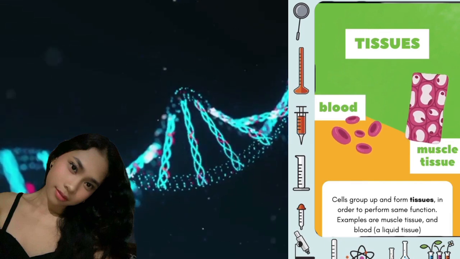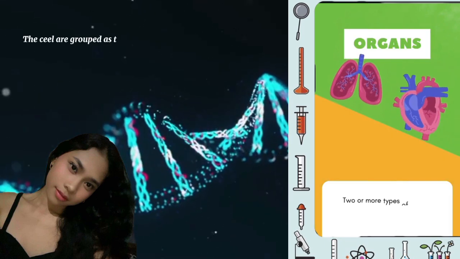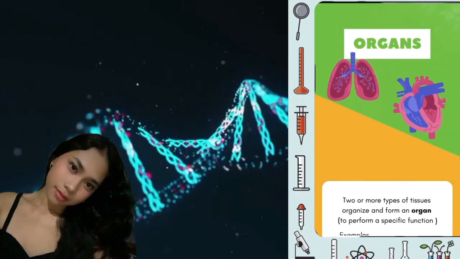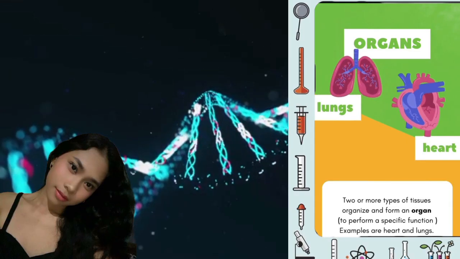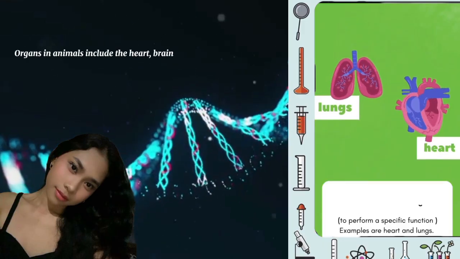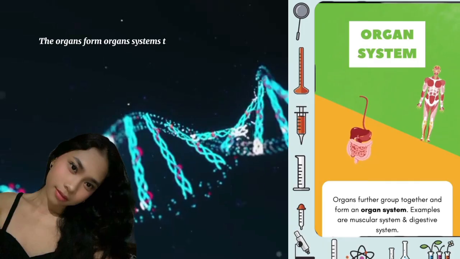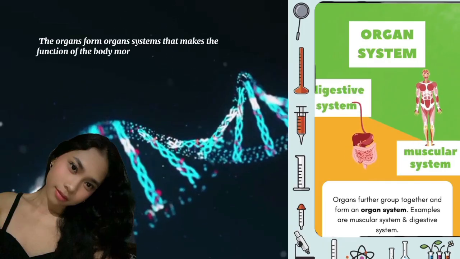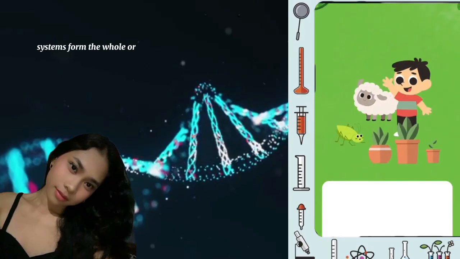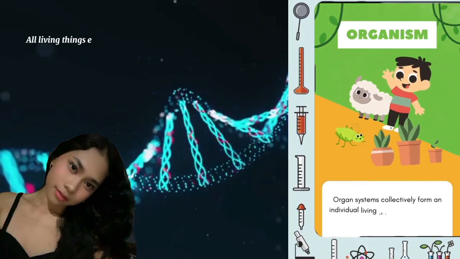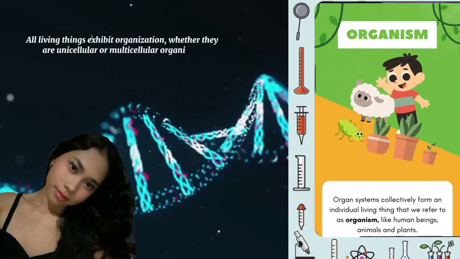In multicellular organisms such as plants and animals, cells are grouped as tissues to perform specific functions. Different tissues can be grouped further to form organs. Organs in animals include the heart, brain, and lungs, among others. The organs form organ systems that make the functions of the body more complex and efficient. Organ systems form the whole organism. All living things exhibit organization, whether they are unicellular or multicellular organisms.